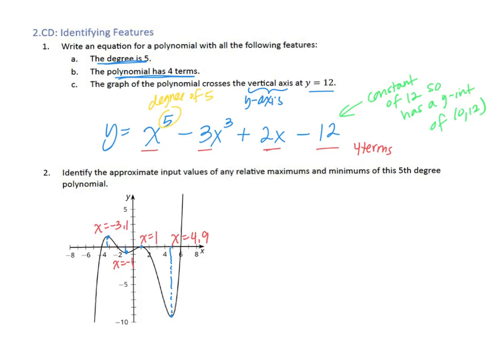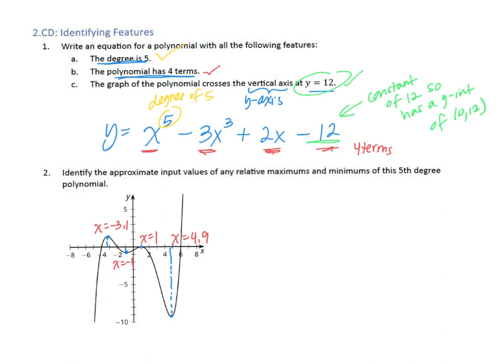All right, so how does your polynomial compare to mine? I have 4 terms. You can see here I've highlighted that in red. So I have 1, 2, 3, 4 terms. Check that. My degree is 5. That's here in yellow. So check that. And it does cross the y-axis at 12 because you can see that here in green. That's my constant term, so check that.